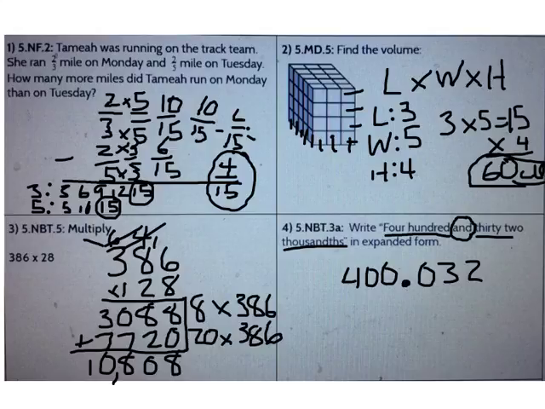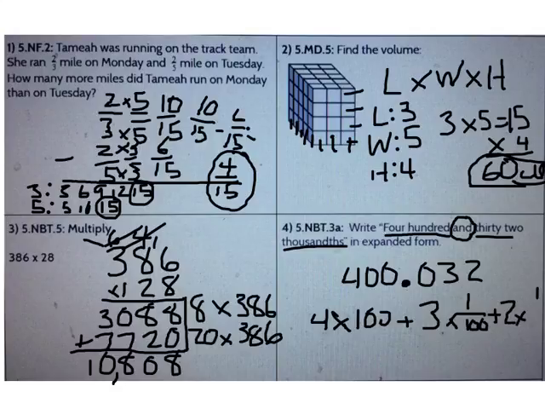Now I can write that in expanded form by multiplying each digit times its place value. 4 is in the hundreds place, so I would write 4 times 100, plus 3 is in the hundredths place. So I would write 3 times 1 over 100, plus 2 is in the thousandths place. So I would write 2 times 1 over 1,000.